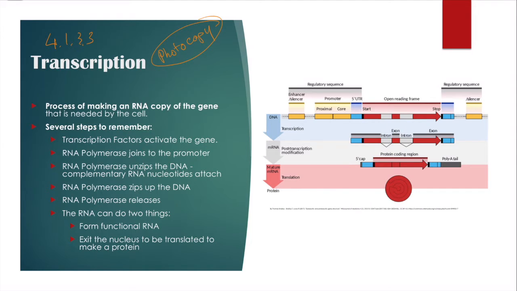Now that photocopy can either turn into functional RNA, or it can be mRNA, which is messenger RNA, which then goes on to be translated into a protein. Okay, we have a whole heap of different little steps here. You don't need to know much of these steps, so I'm just going to cut them down and give you the very bare basics of them, because you don't need to know them all.